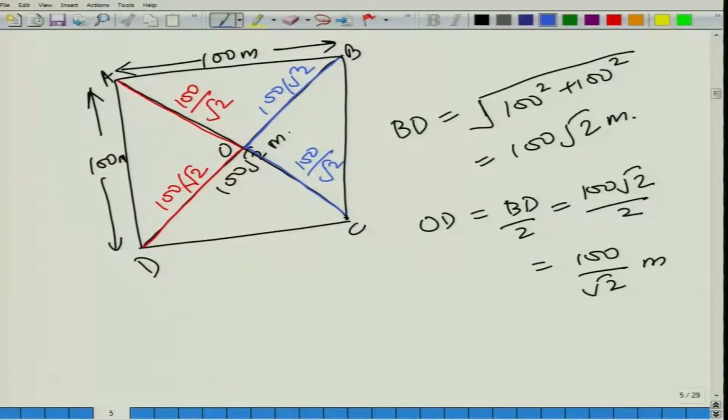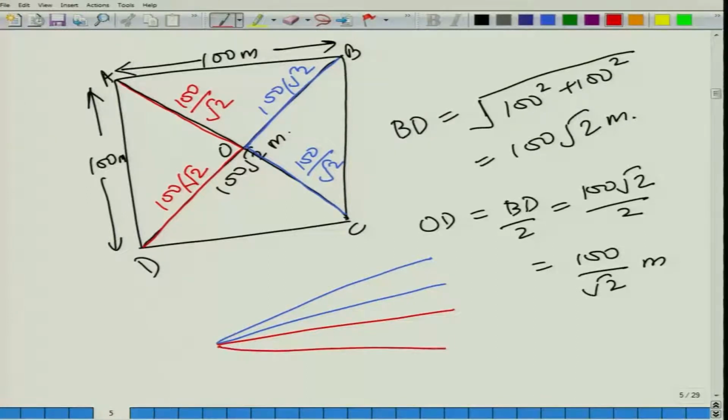So, what do we give to our people who are out there in the field? We will give them a set of ropes. So, we will have 4 ropes with a peg in the center. So, here you have a peg and all these 4 ropes have the same length. So, here L is equal to 100 upon root 2.